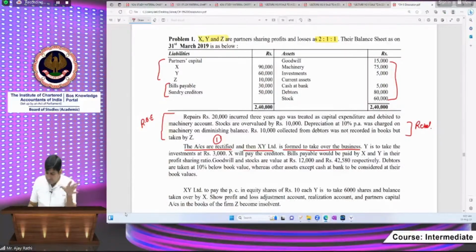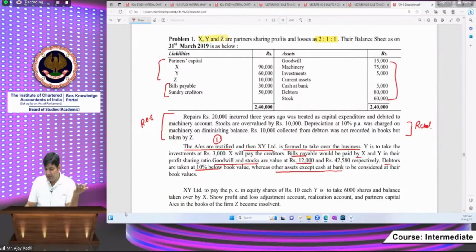That's the main thing which I want to discuss in this question. Another point is also there. The question also says that goodwill and stocks are valued, but these are part of the revaluation. Outstanding liabilities would be paid by X. These are being taken over by the partner. Debtors are taken 10% below. That is the revaluation, whereas other assets except cash and bank are to be considered at book value.